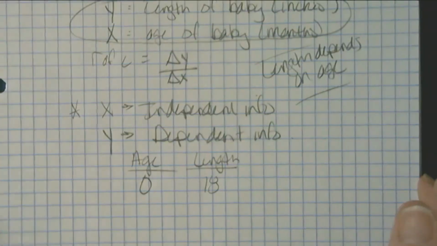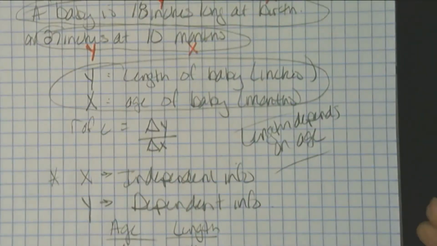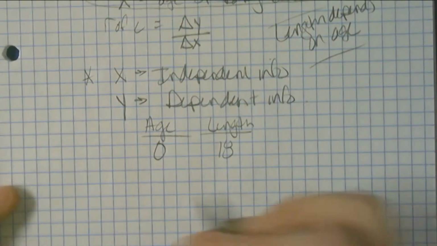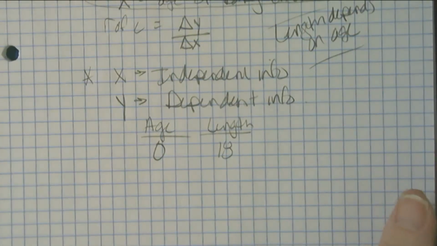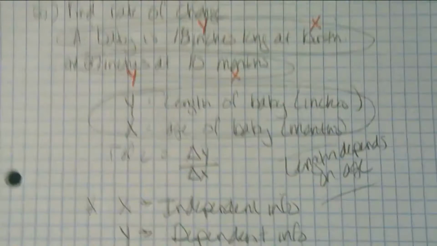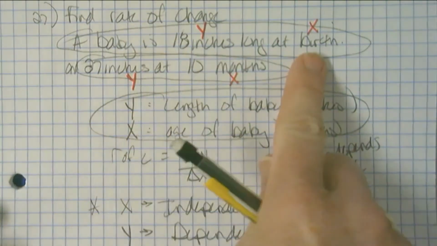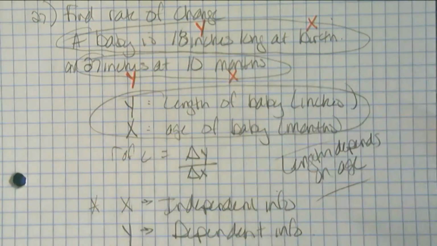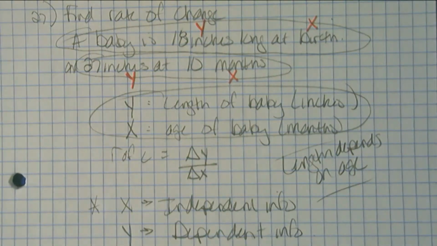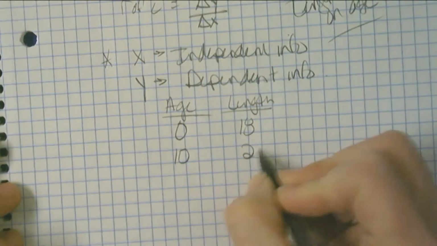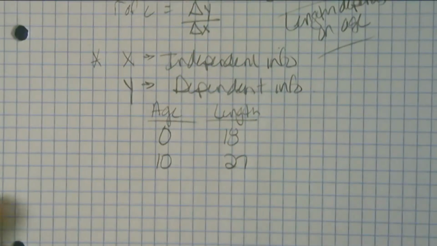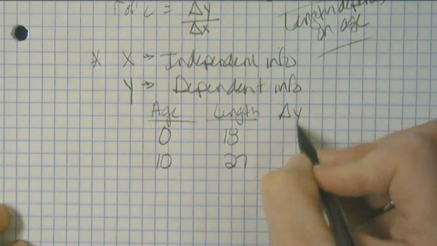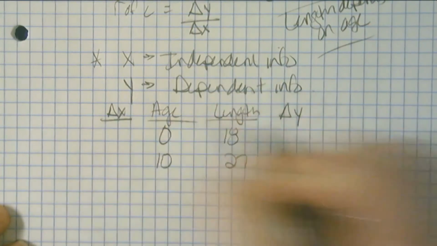What's the other set of data they gave me? Sam, what's the other set of data they gave me? We know at birth, the baby was 18 inches. Excellent. So I have 10 months, 27 inches. Now I can find my rate of change, my change in y over my change in x.